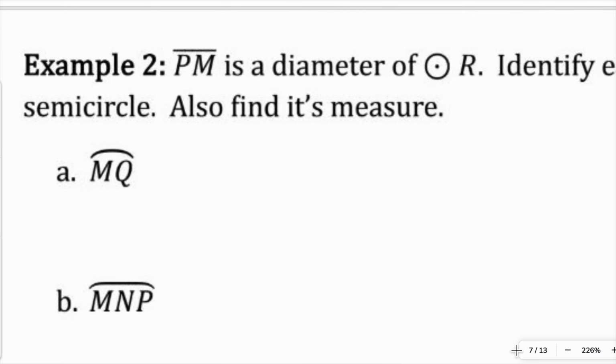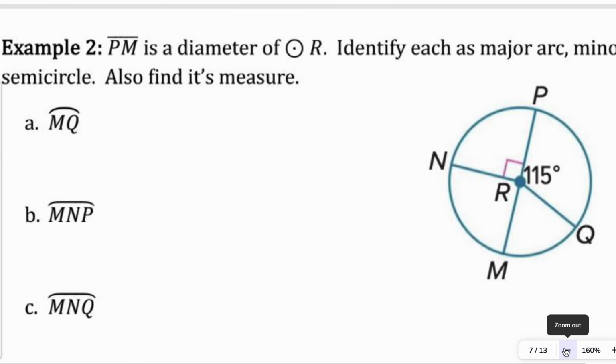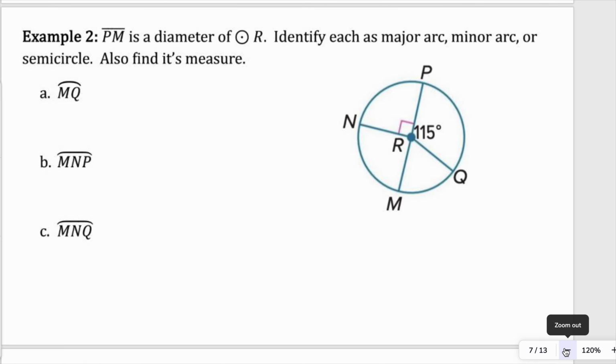So it says PM, I'm going to have to zoom out here. Okay, PM is the diameter of circle R. Identify each as a major arc, minor arc, or semicircle, then find its measure. So the nice thing we already know is this is 90 degrees, we've got 150 taken care of, and I bet because PM is the diameter, that means this section is also 90 degrees. So let's talk about MQ. MQ is this missing piece right here.